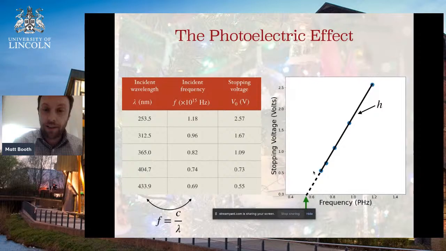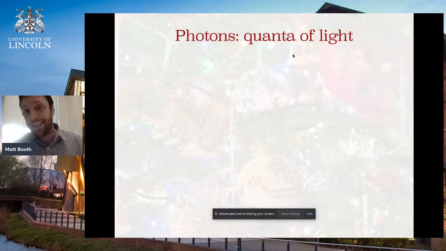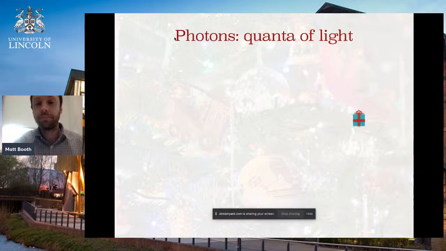So this photoelectric effect: only for certain wavelengths do we see this effect. Okay, so we can describe this using this quantum physics idea. Quanta of light, small discrete packets of light, and we call these photons. So we can think about a series of photons with different energy.